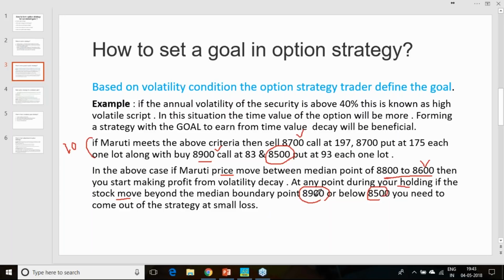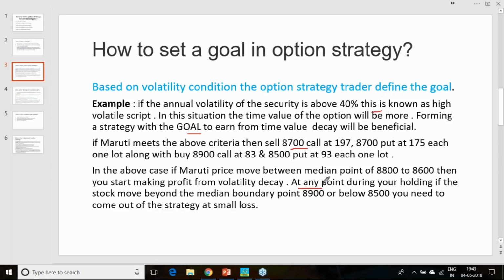And the profit and loss you can analyze using our option strategy software, or you can analyze using any of your software, or you can do some theoretical analysis on that. So whatever the profit and loss payoff, everything you have to analyze with the help of a tool. But this will be your basic objective, and this is how you set a goal, this is how you should enter, and this is how you should exit.